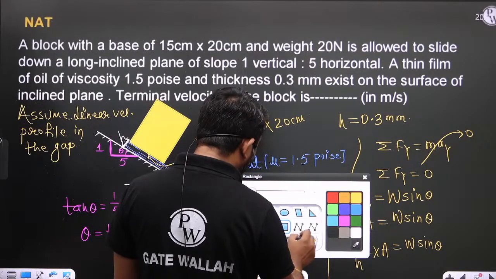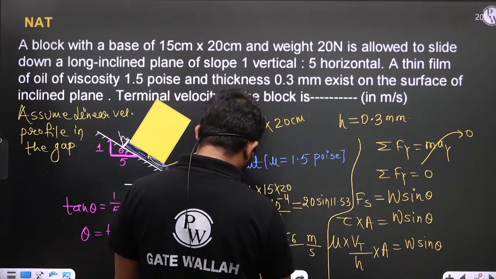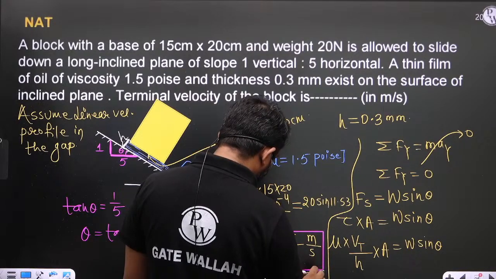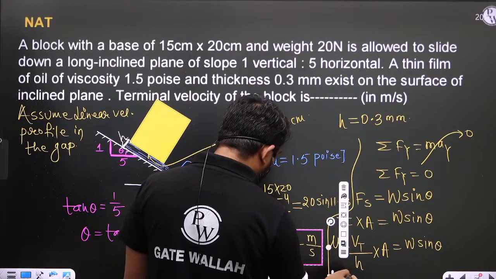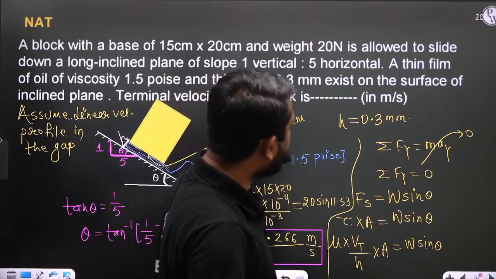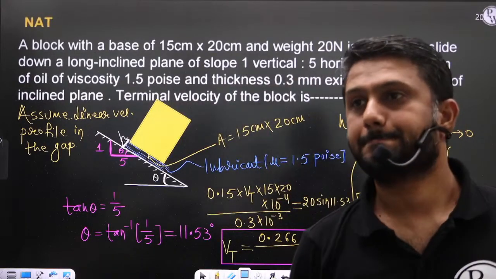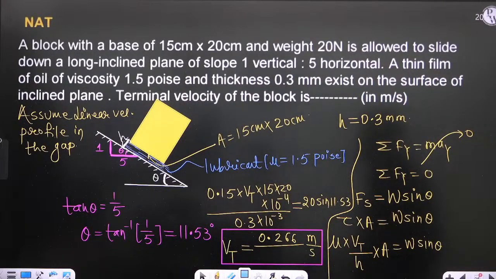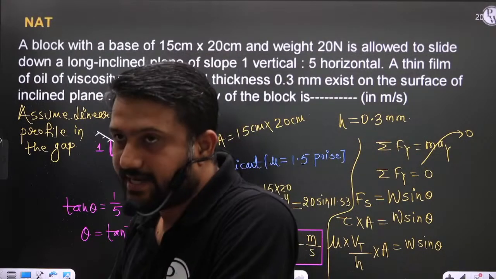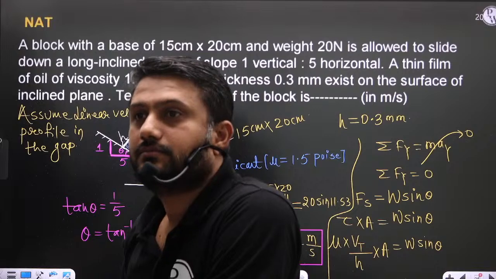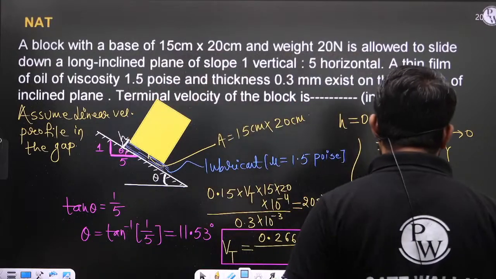Is everyone getting the same answer? 0.266 meter per second. This is the answer. This is the terminal velocity, 0.266 meter per second. This is the correct answer. Fine.